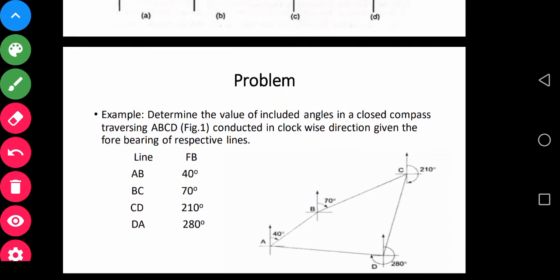So that was all about compass traversing and compass survey. In the next lecture we will be studying leveling.